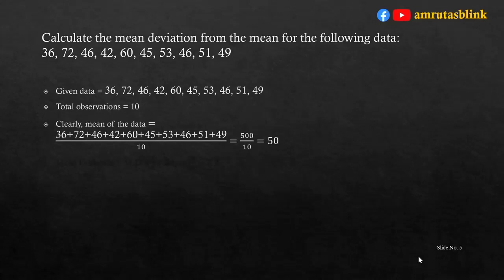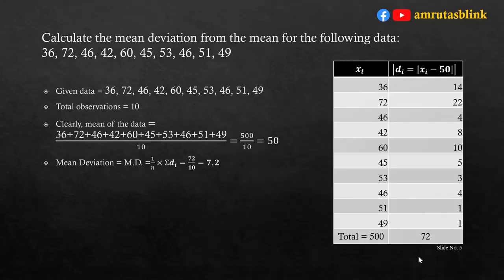Now, what is this 50? This 50 is mean of all the values, and now we need to calculate mean deviation about the mean. So, we will create the table. Now, in the first column we will write all the observations in the column xi. So, in xi column you will write the values in the given sequence, that is 36, 72, 46, 42, 60, 45, 53, 46, 51 and 49.